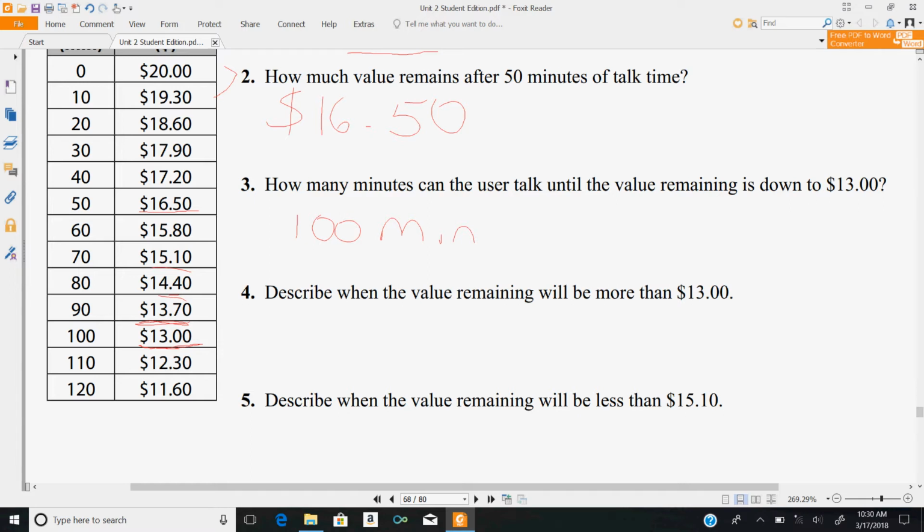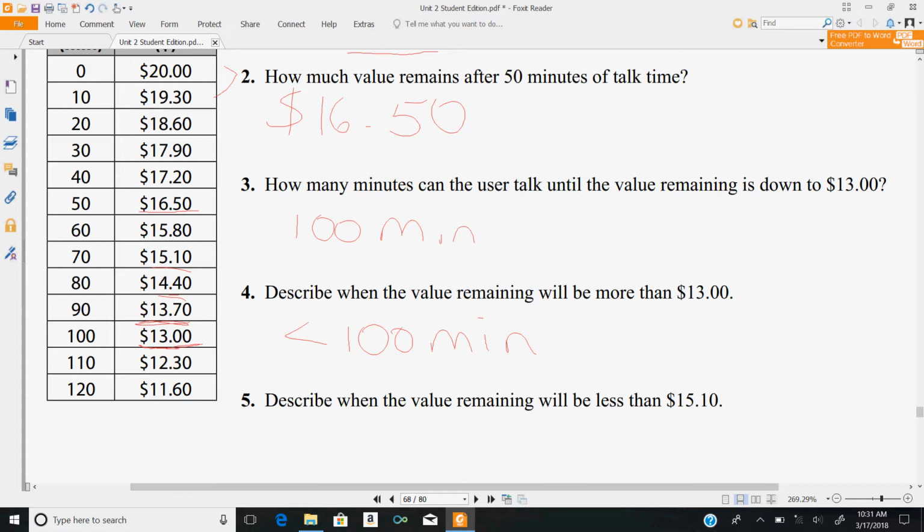The way we would describe those numbers is to say less than 100 minutes. And I'm not going to write out the full description. You would say the value remaining will be more than $13 when the number of minutes is less than 100. Okay? A lot of people got that, but then had problems with number 5. A lot of people had trouble with both.